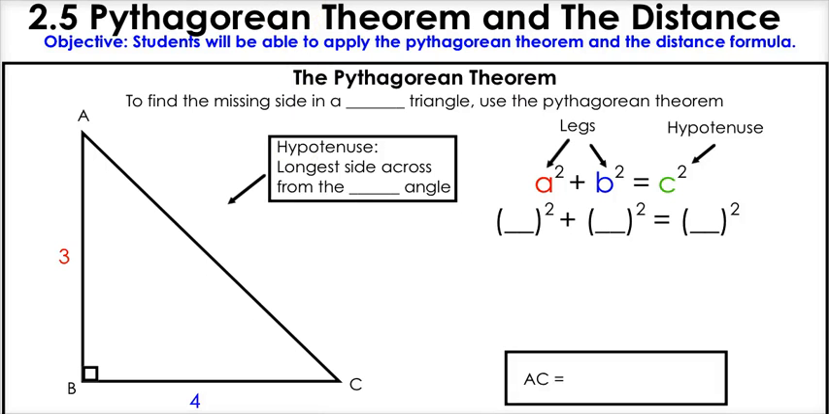Alright, welcome to lesson 2.5, the Pythagorean Theorem and the distance formula. We're going to be learning about these two things and how they are related. It's actually quite beautiful. So, what is the Pythagorean Theorem?